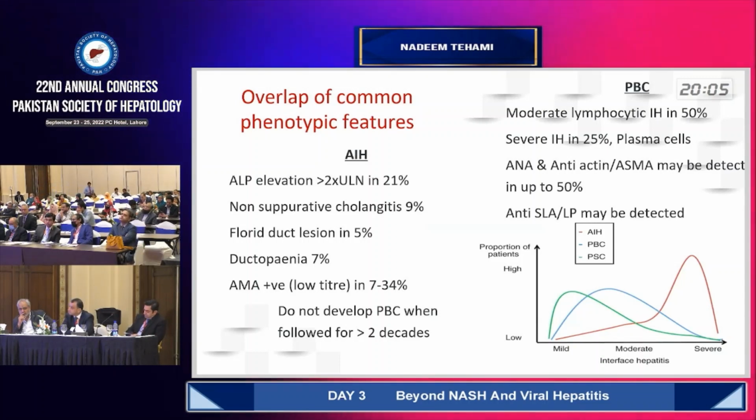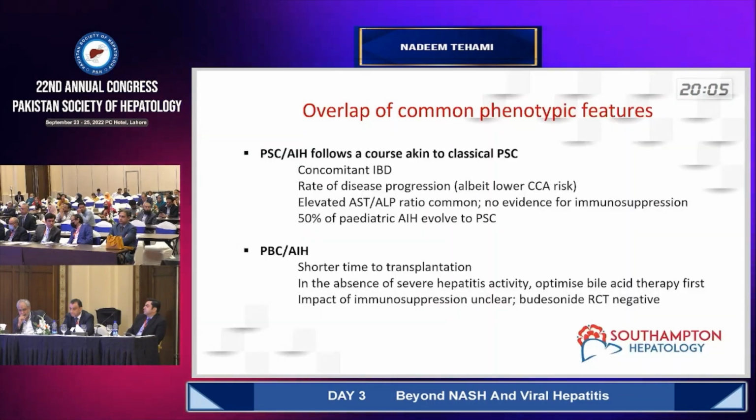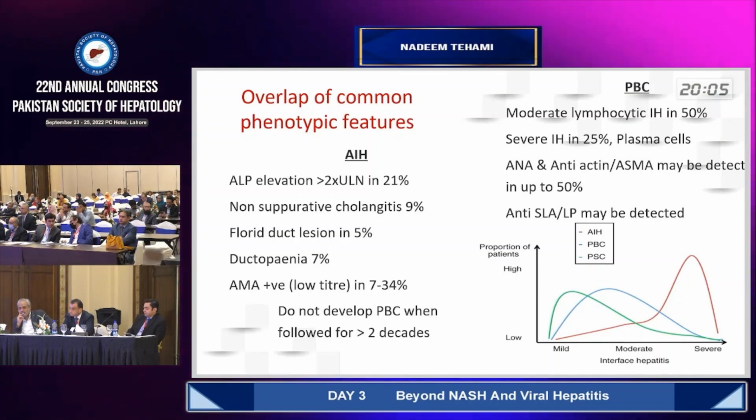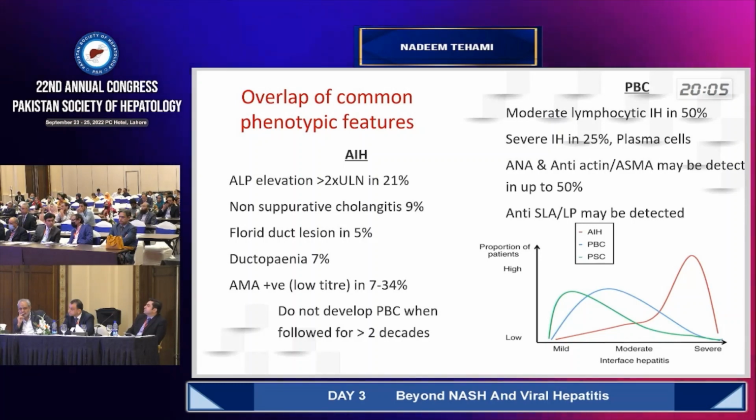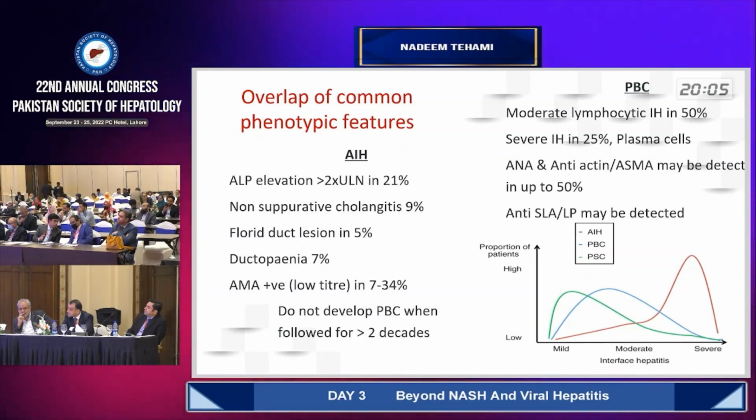For example, interface hepatitis is seen in all three different conditions. It's not pathognomonic of autoimmune hepatitis alone, which some may consider it. So patients with autoimmune hepatitis may also have elevation of alkaline phosphatase, some florid duct lesions or ductopenia in a few cases, and may also have positive AMA, but do not develop PBC when they are followed for over 2 decades. And PBC patients, as you mentioned, may have moderate or even severe interface hepatitis with plasma cells and a biochemical overlap as well.